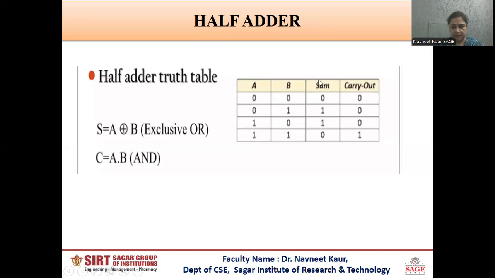Now, if I calculate the expression for sum bit, I'll see that the sum is 1 when A is 0 and B is 1, that is A bar B, and also when A is 1 and B is 0, that is A B bar. That means sum will be written as A bar B plus A B bar, which is given as A XOR B. Similarly, carry output is 1 only for a single combination where A is 1 and B is 1. So, carry output is given as A ANDed with B.